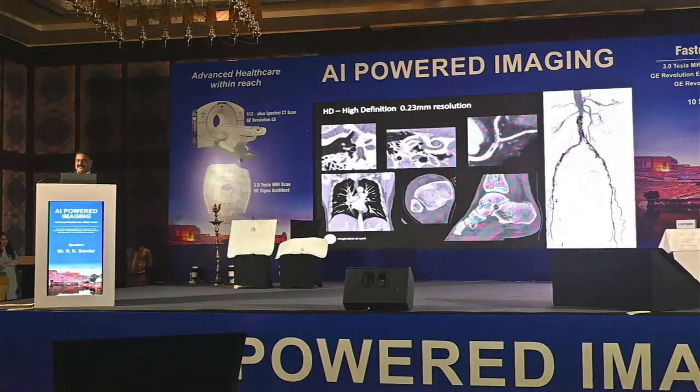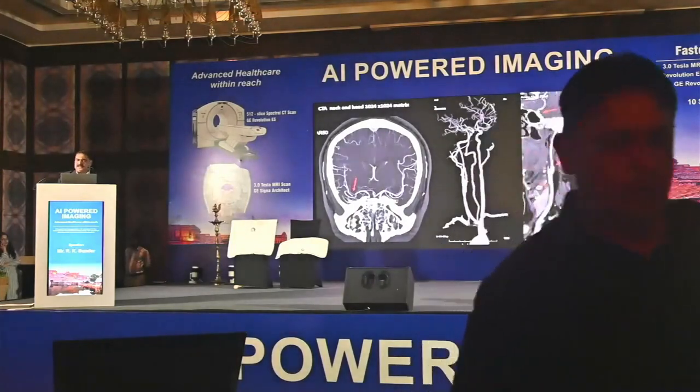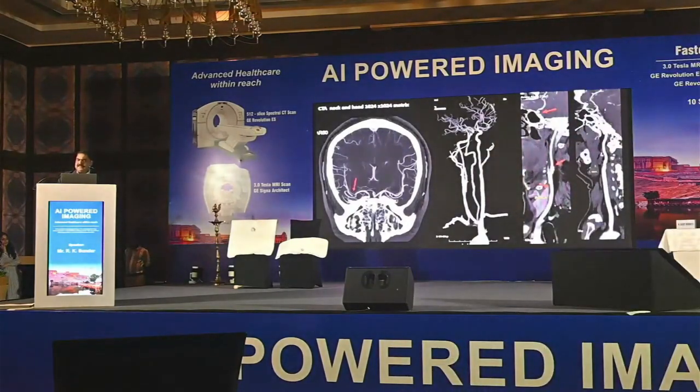So we have seen high definition imaging across different parts of the body. Now we'll see some examples in neuro. There is a right MCA occlusion. You can see the red arrow there, and the reason being the right carotid. You can see at the bulb level there is a mixed plaque formation that probably has moved up and created this.